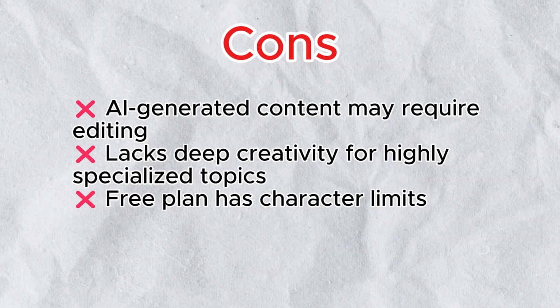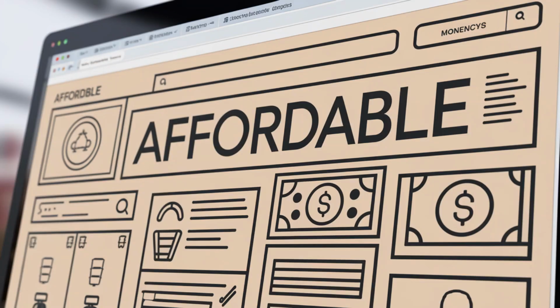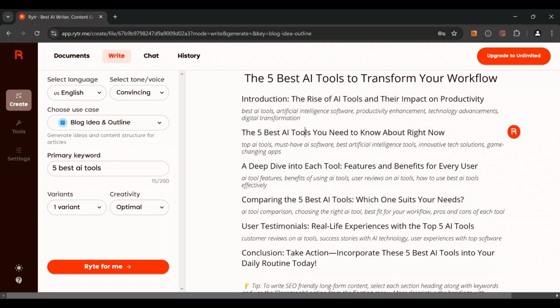Final verdict. Rytr is a cost-effective and flexible AI writing assistant, perfect for bloggers, marketers, and small businesses that need quick content generation. While it may need some human touch for the best results, its ease of use and features make it a great option.